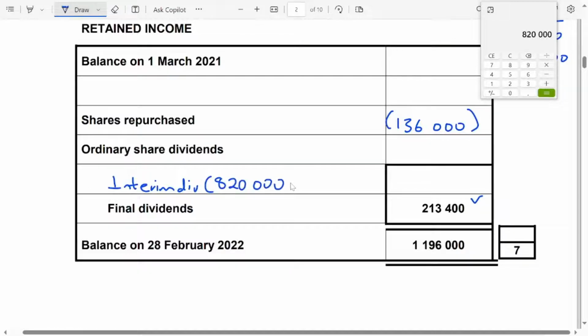820,000 multiplied by 0.28 cents. So 820 multiplied by 0.28, that is 229,600. Right? Now let's continue.